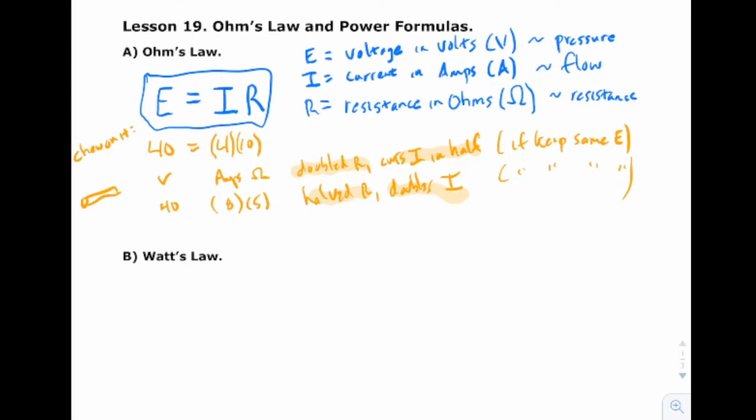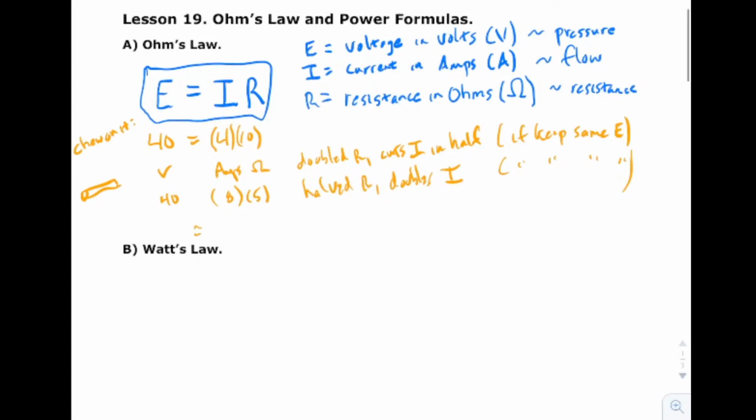So you just play with these formulas. The E, the I, and the R are all related by this. And by the way, what happens if you double both? Let's do one more scenario here. Say you double the current and you double the resistance, both. So the 4 gets doubled to an 8, the 10 gets doubled to a 20. Now you've got 160 volts. You'd have to actually have 4 times the pressure in order to double both the current and the resistance. So anyway, that's enough playing with that formula for today.